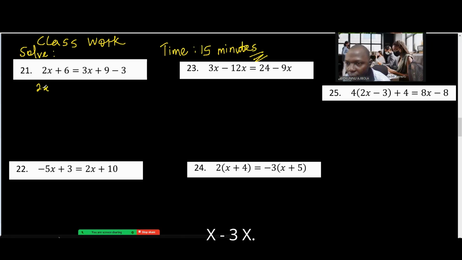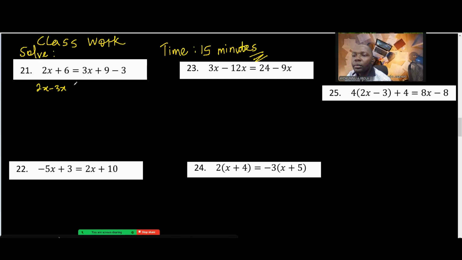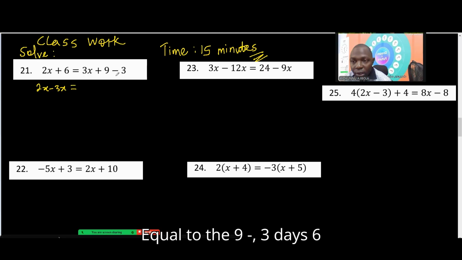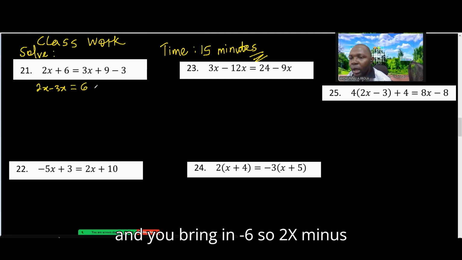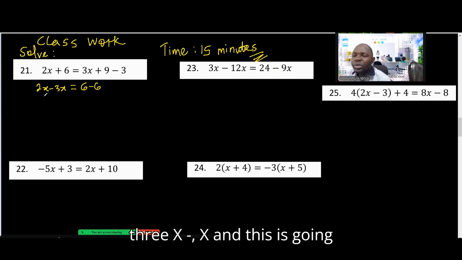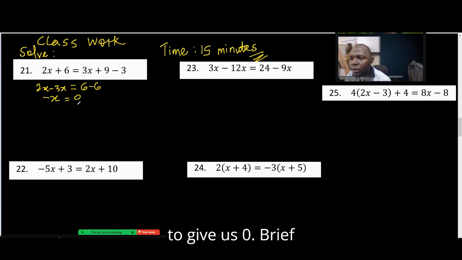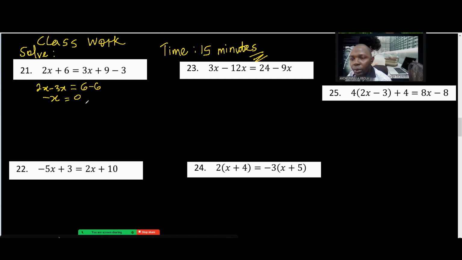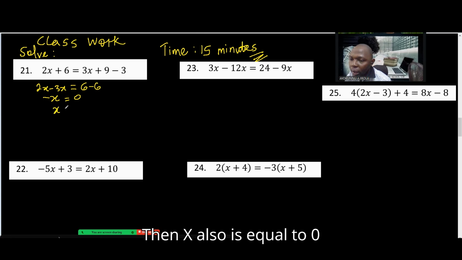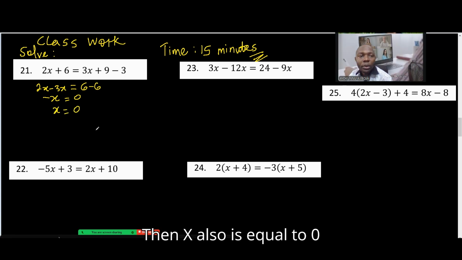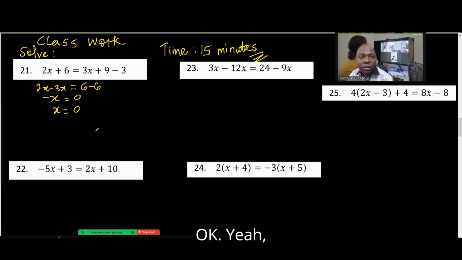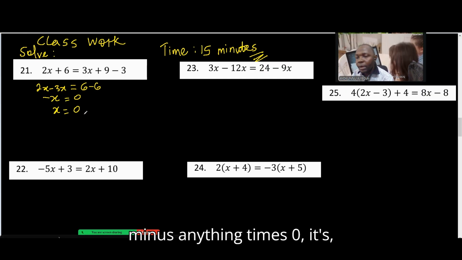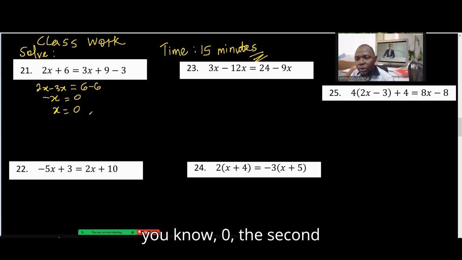X minus 3x equal to, the 9 minus 3 there is 6, and you're bringing minus 6. So 2x minus 3x is minus x, and this is going to give us 0. If minus x equal to 0, then x also is equal to 0. Okay? Yes. Yeah, minus anything times 0 is 0.